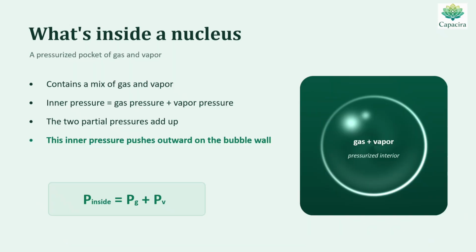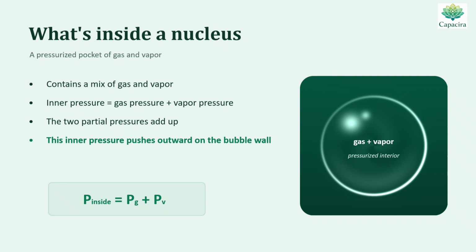So, what's inside a nucleus? We all know that to reach a state of equilibrium, the pressure inside the bubble must be equal to the pressure outside. The formula shows the same thing. P inside is equal to P gas plus P vapor, where P gas comes from trapped air like oxygen and nitrogen, whereas P vapor is the vapor pressure of water.